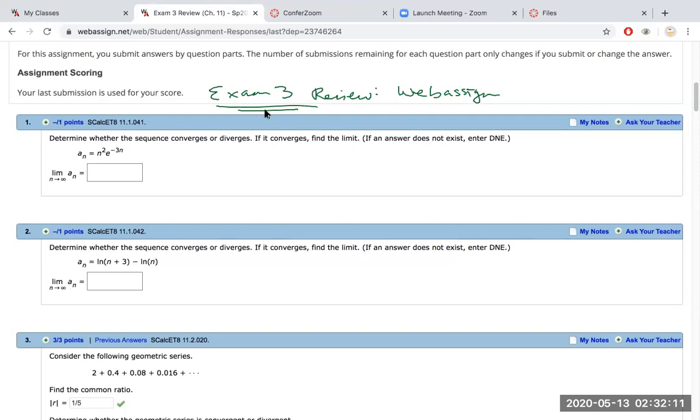So I'm just going to go ahead and start with number 1. I'll try to do some of them on here. If there's not enough space, I will move to the whiteboard, which is probably the best option.